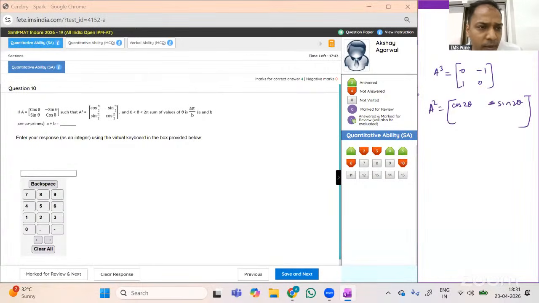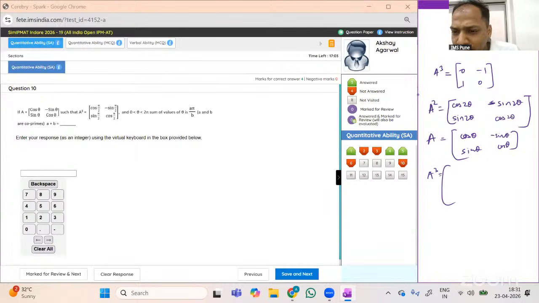Second row, first column, this is going to be sine 2 theta. And the last one is going to be minus sine square theta plus cos square theta. So that's actually again cos 2 theta. So this is what I'm getting as A square. Therefore, A cube would be this into A. So I'll just write the A. So cos theta, minus sine theta, sine theta, and cos theta. So I multiply this with A.